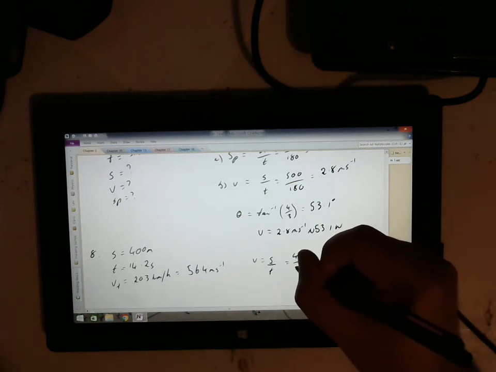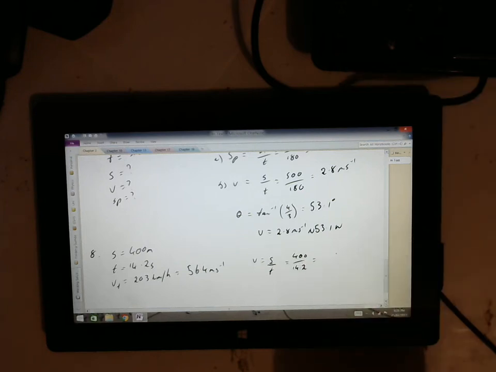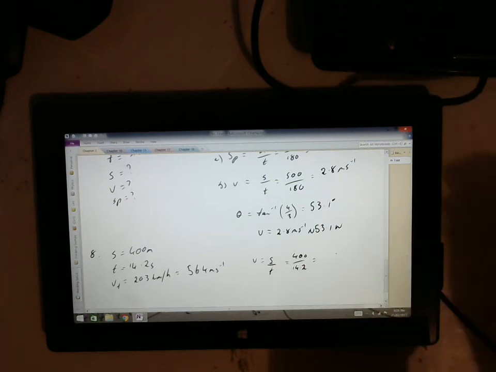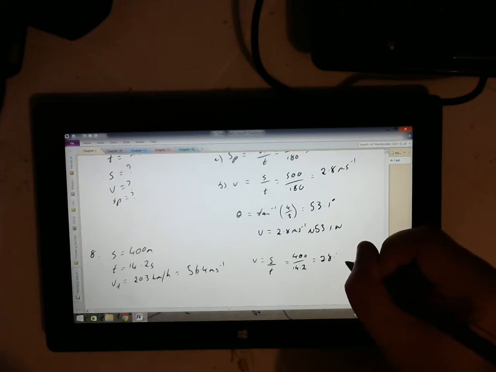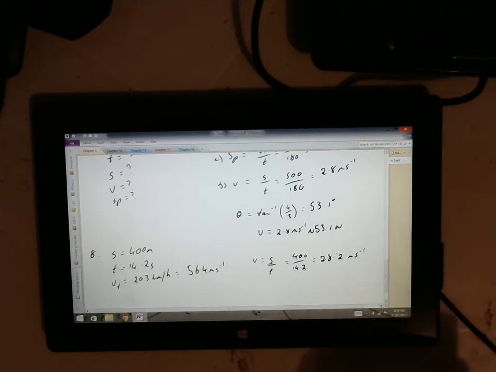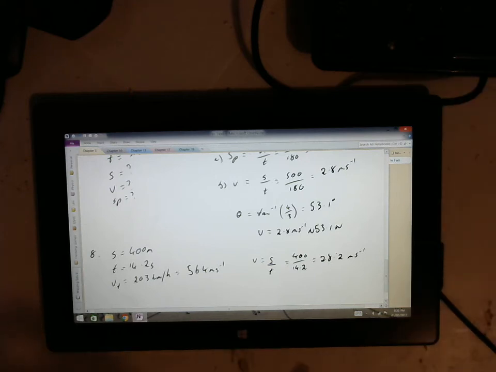Equals 400 over 14.2, which gives us 28, pretty close to 28.2 meters per second. Now, the cool thing is, if you double that, you get about 56.4 meters per second. I've rounded off both my answers here, so it's slightly off by a little bit. But if you've got constant acceleration, which we can assume he's doing here, it's just continuing to accelerate, he hasn't hit his max speed, then the average speed will be just half whatever the top speed is. We didn't actually need to calculate the rest of it.